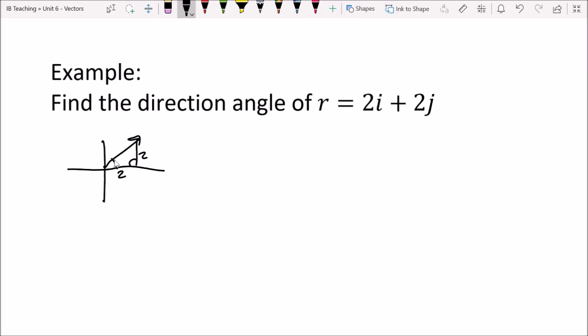Now, some of you can probably look at this and remember from geometry that's an isosceles right triangle, and I mean they make that a square. This is an isosceles right triangle, and therefore the direction angle is 45 degrees. And that is true, but I want to show you a technique that works no matter what.